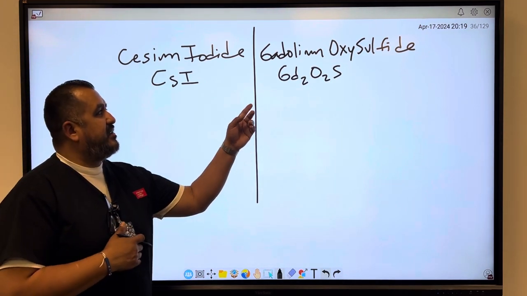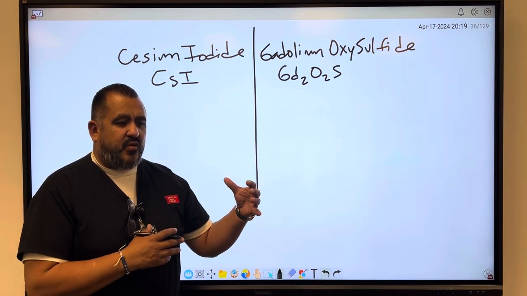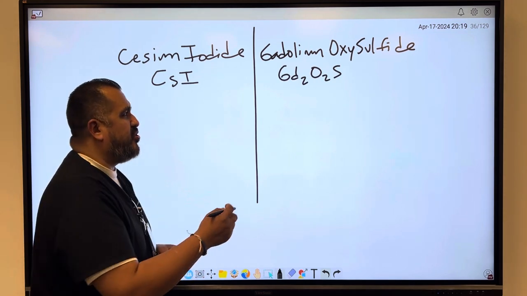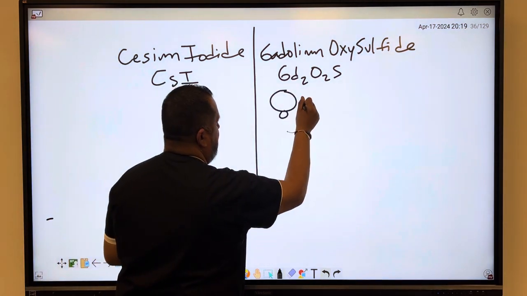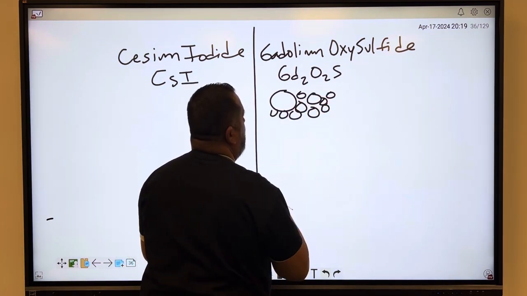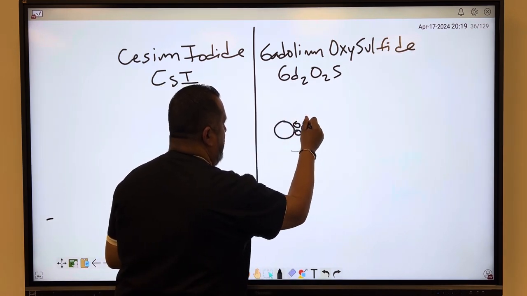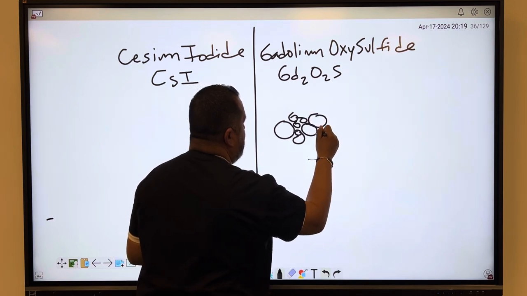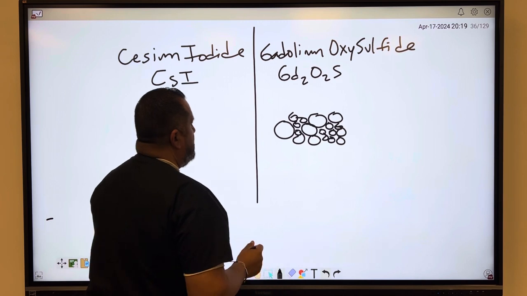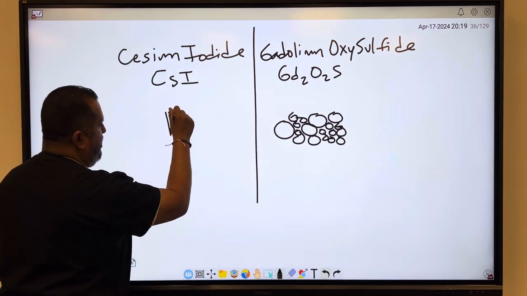Believe it or not, gadolinium oxysulfide is kind of an older material, and the phosphor crystals are bumpy, what's called turbid. They look like this, all rough and bumpy crystals. I'm going to draw it a little bit lower for a reason here. So it's called turbid, rough, bumpy. These are the gadolinium oxysulfide crystals. Over here, cesium iodide grows in a needle formation like this.